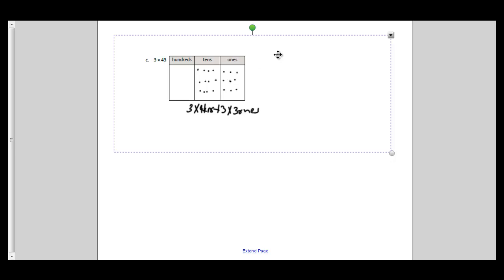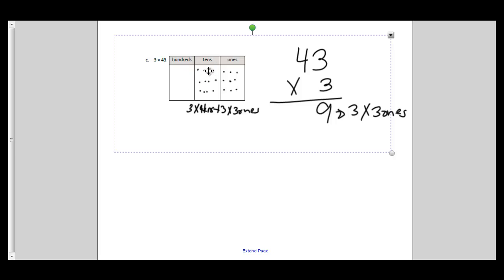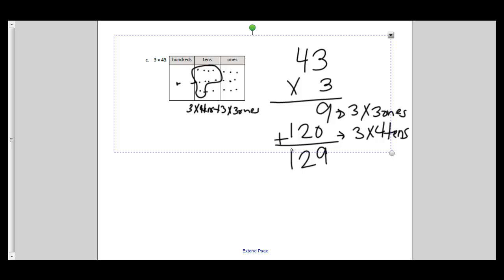So now let's write this vertically. So I've got 43 times 3, and that is 9, which is 3 times 3 ones. And then I have 120. Okay, so we could regroup 10 of these and move them to the hundreds place. So now I have 100, and here's my 20. So I have 120, which is 3 times 4 tens, and altogether equals 129. I hope yours looks a lot neater than mine.